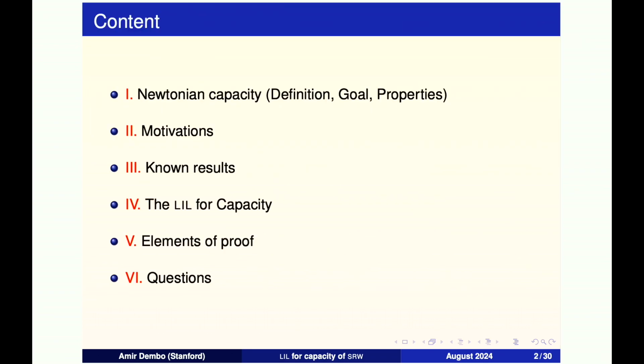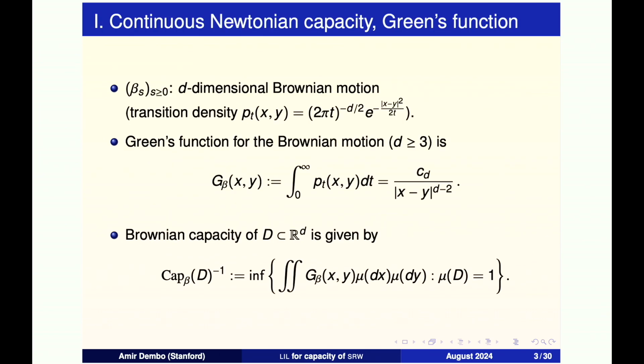So the content of the talk: I will first explain briefly what the object we are talking about is, the Newtonian capacity, then motivations for why we care about the capacity of the range of a walk. I will go over a list of known results, which might be nice to know. Then I will talk about our contributions, the law of the iterated logarithm for capacity, or it will not necessarily be iterated logarithm, it might be a different law, but the same principle. And given time, I will talk about some elements of the proof briefly, and questions, meaning things we don't know how to do. It's nicely marked in red on the side, so as we go on the slides, you can see where we are in the talk.